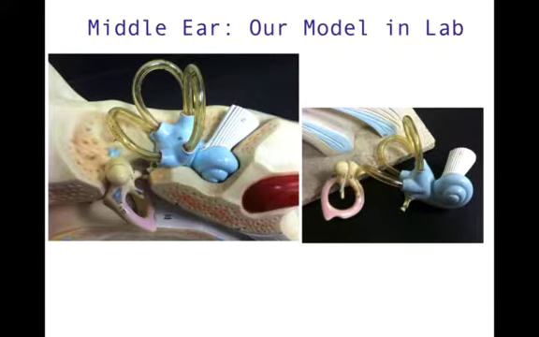All right, so here are actual pictures of our models. Here is the external auditory canal. Here's our tympanic membrane, right? And this space right here, that's the tympanic cavity. This is the middle ear. And you can actually see here's that eustachian tube. Here's that pharyngotympanic tube, that auditory tube right there. It equalizes the pressure in your middle ear.